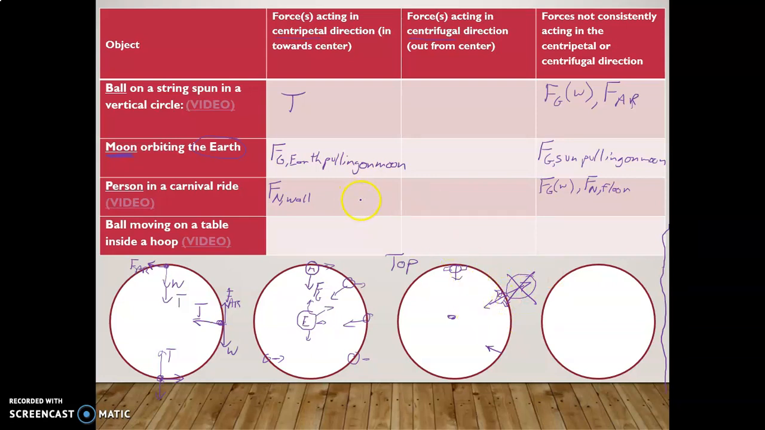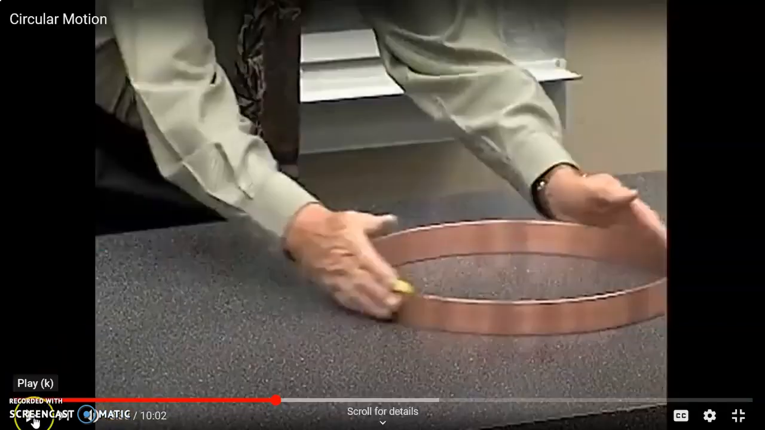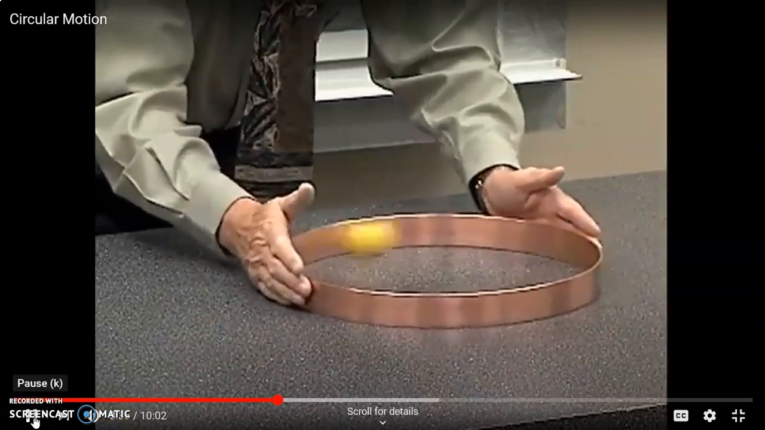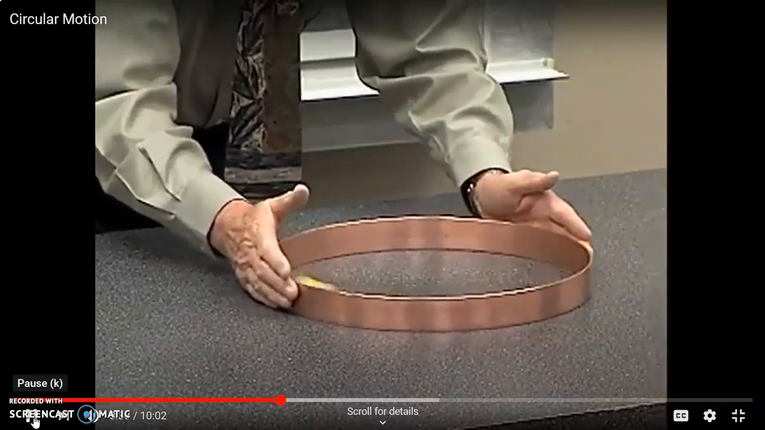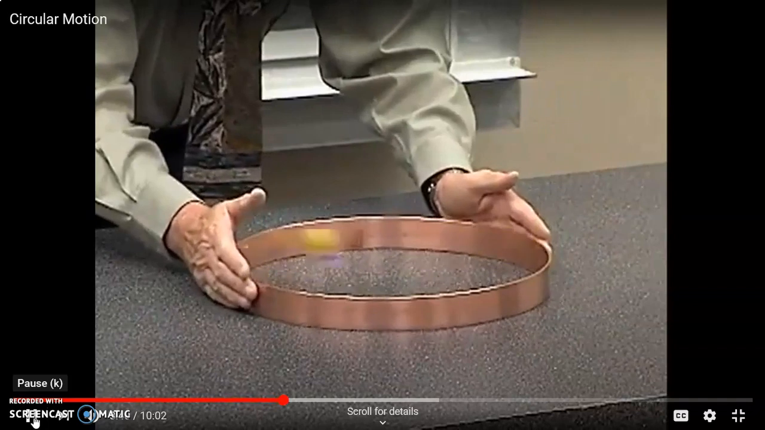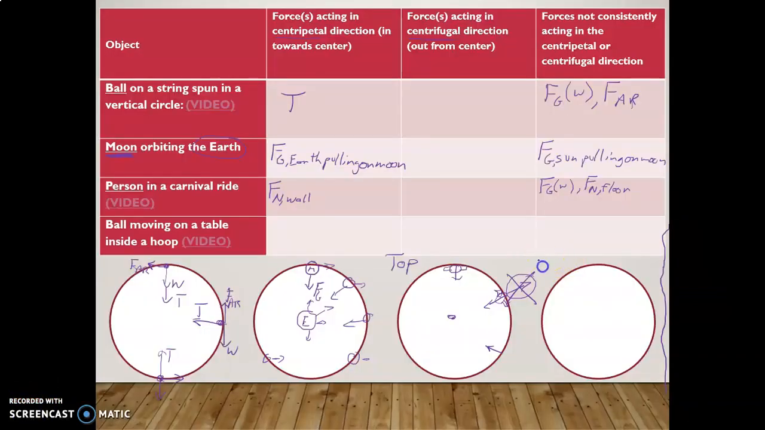All right, we've got one more scenario here. We're going to take a look at a brief video of that. All right, so again, we're going to think about a top view of that ball and hoop. And as the ball goes around there, what's it touching as it does that? Well, it's touching the hoop itself, and the hoop is pushing it inward.